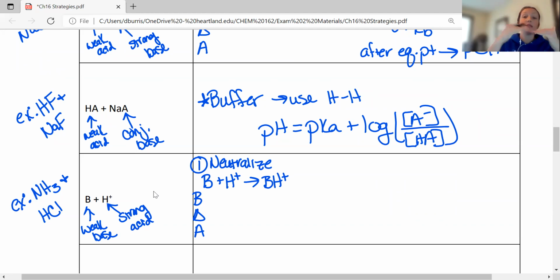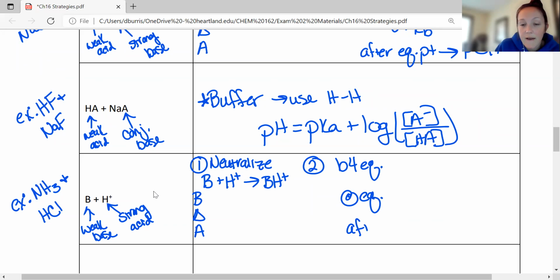you will have added exactly the right amount of acid and all of the base will have turned into conjugate, or you will have added extra acid. So just like in the titration with the weak acid, it's either before the equivalence point, at the equivalence point, or after the equivalence point.